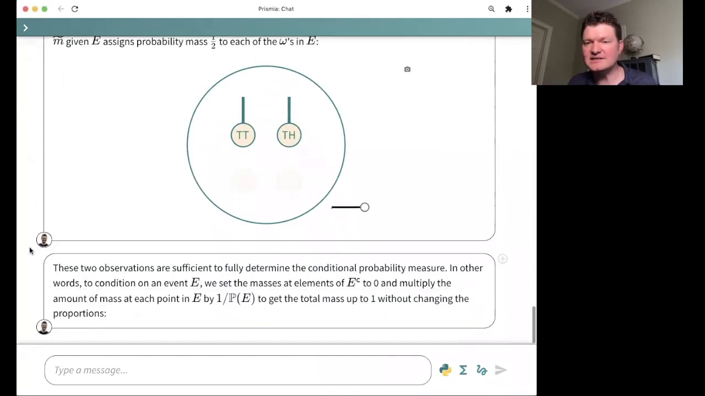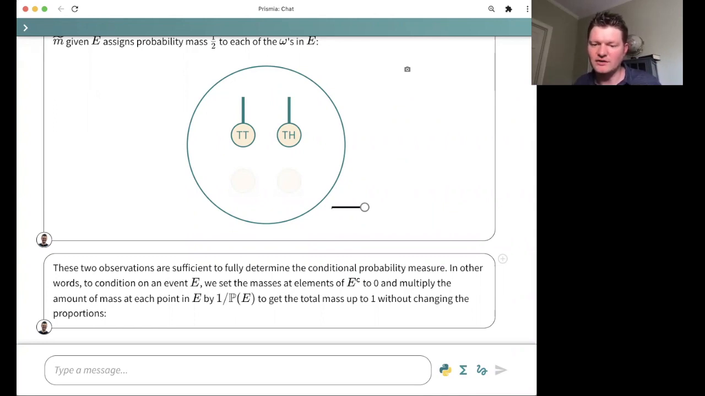And really, that's it. That's the full concession that we have to make to bridge this gap between the real world concept of partial information, specifically in the form of discovering that the outcome of the experiment falls in some particular set, and the probability model side, how do we actually update our measure? This is all we need. We're going to get all the formulas for conditional probability that you've seen before in other courses, all from this original observation. So the idea is, if we want to condition on an event, we set the masses in the complement of that event to 0. And then what we have to do is multiply the amount of mass at each remaining point by 1 over the probability of that set.